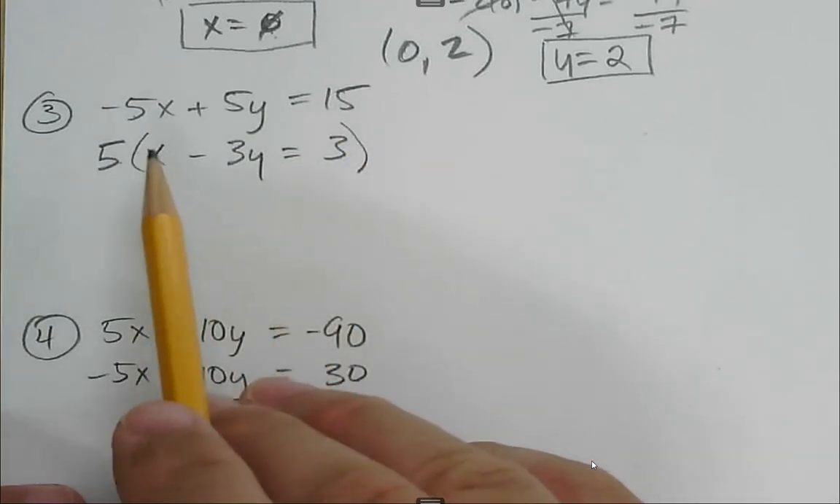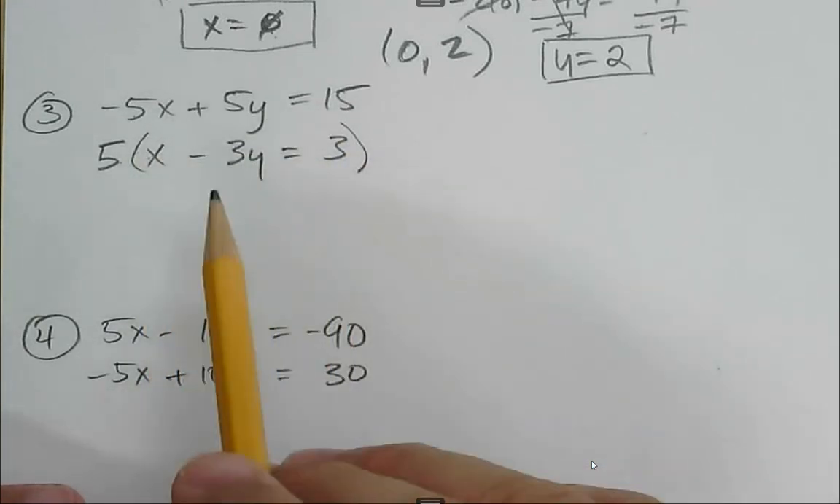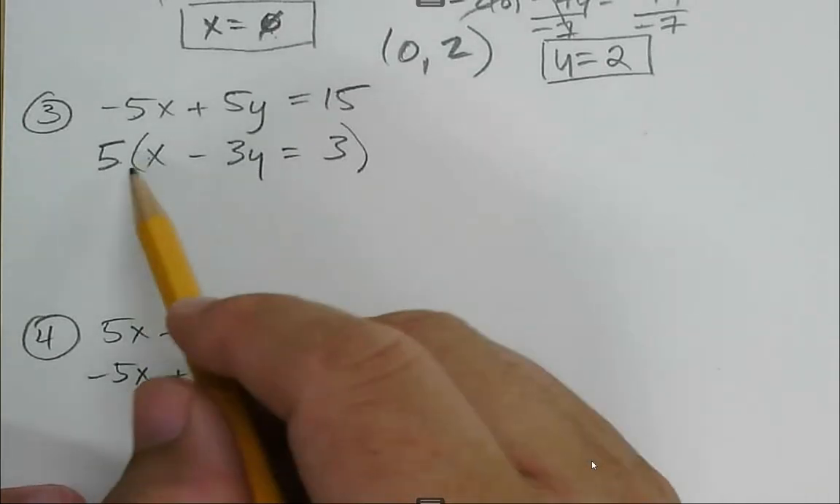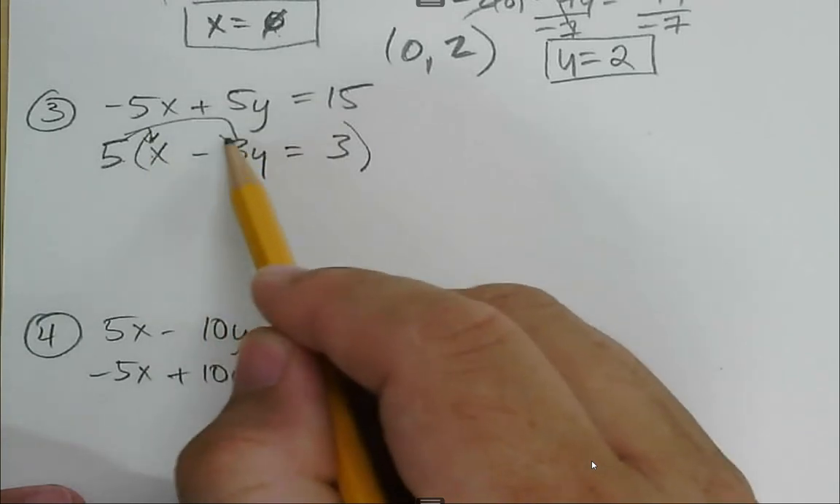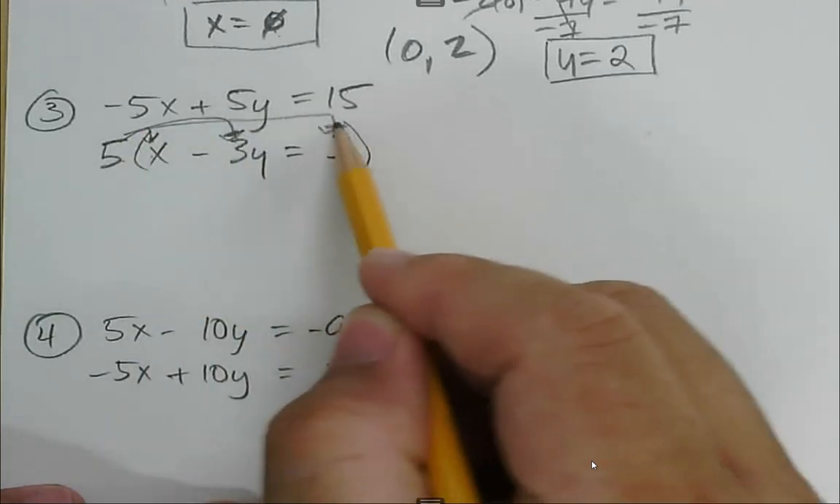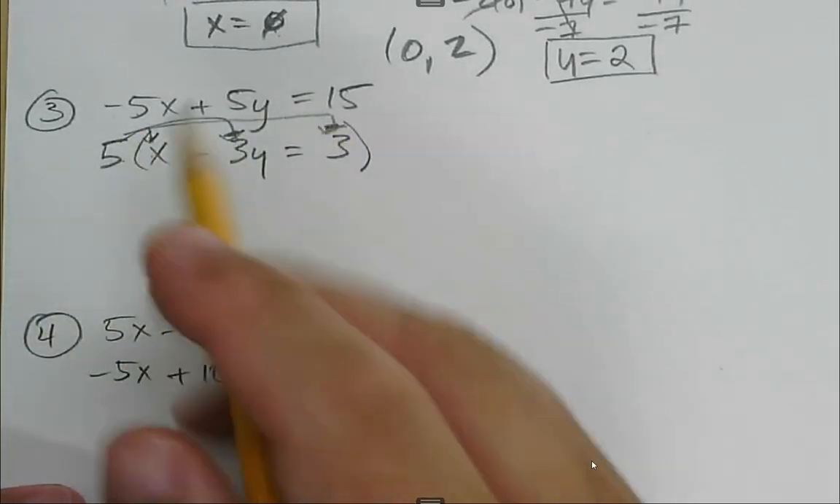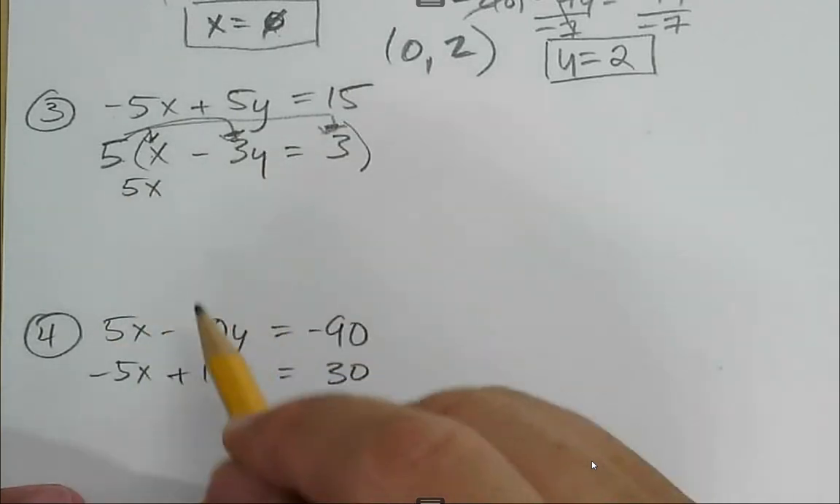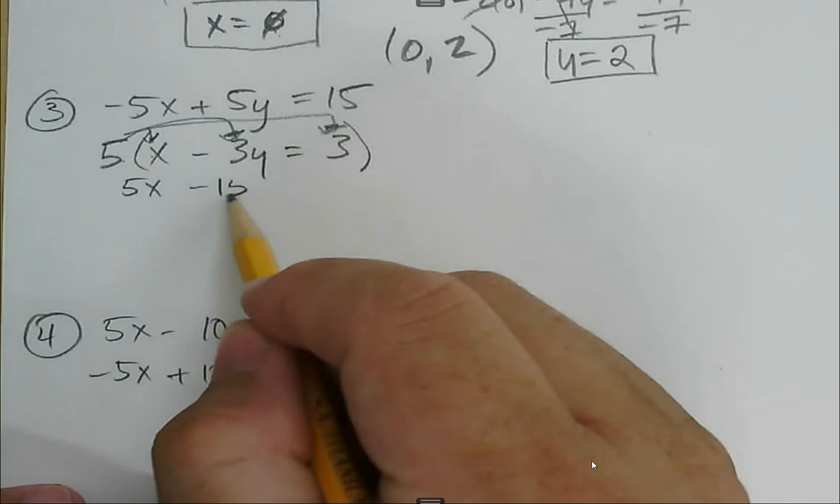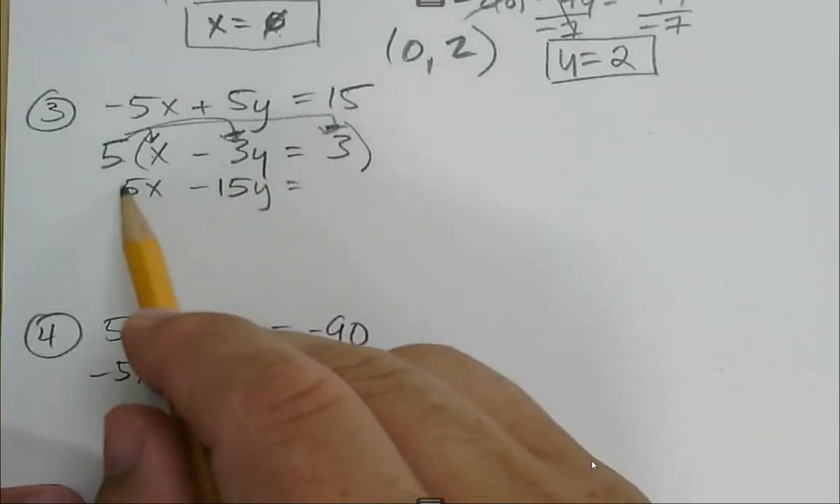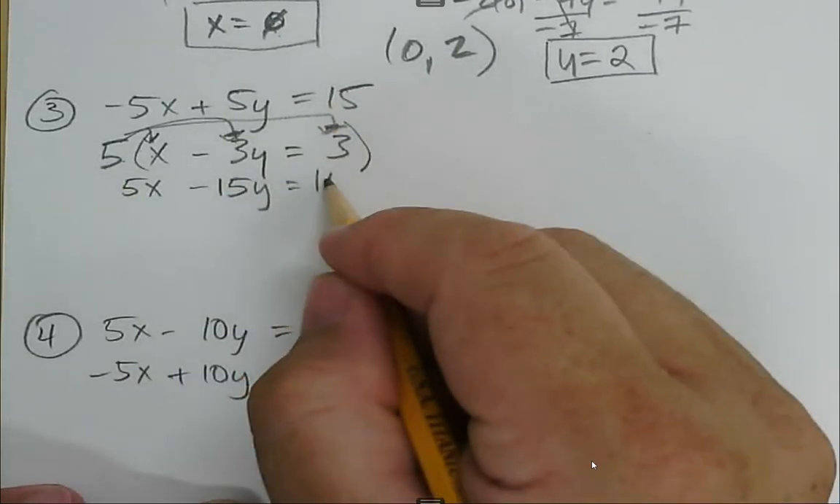But the key is I have to multiply by every term. I can't just multiply by one term. And so this literally becomes a problem where I just distribute this 5 through everything. And so 5 times x becomes 5x. 5 times negative 3 becomes negative 15y. And 5 times 3 becomes 15.